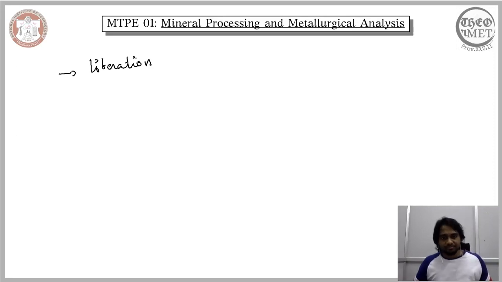So liberation is nothing but the process of separating the gangue mineral from the valued or valuable mineral. Since during the formation of the valuable mineral, the mineral that is of use to us, the elements that are involved in its formation are relatively smaller in amount when compared to the rest of the elements that are present in its surroundings.